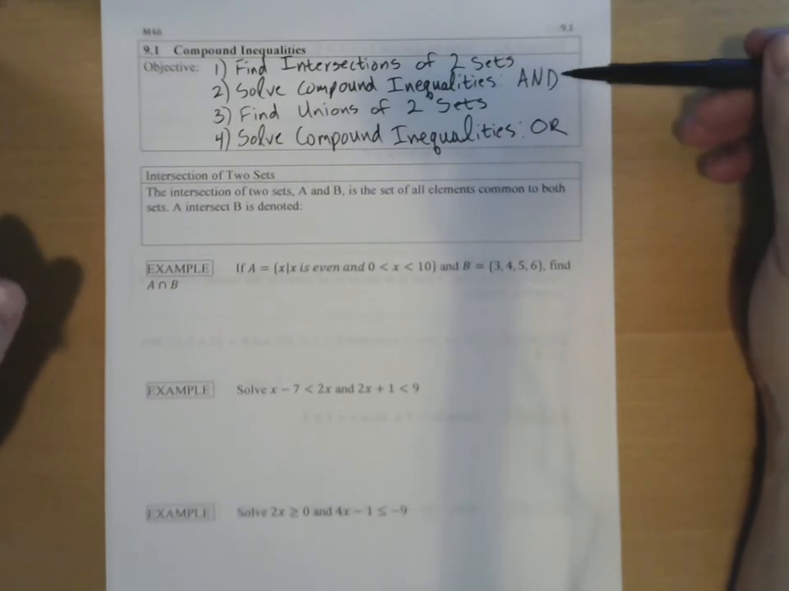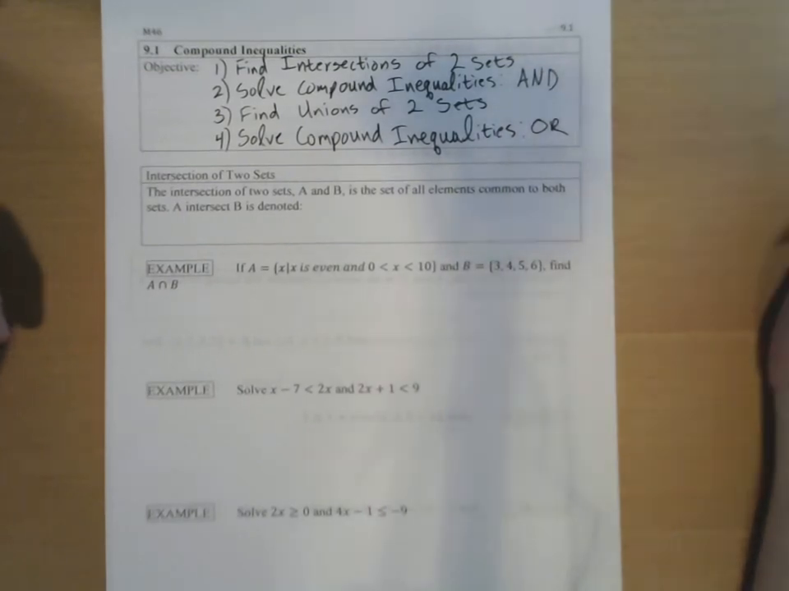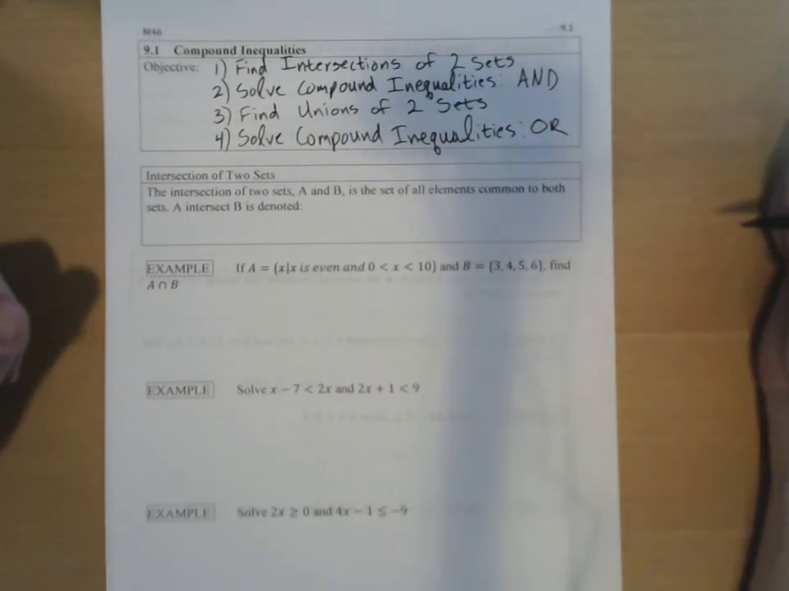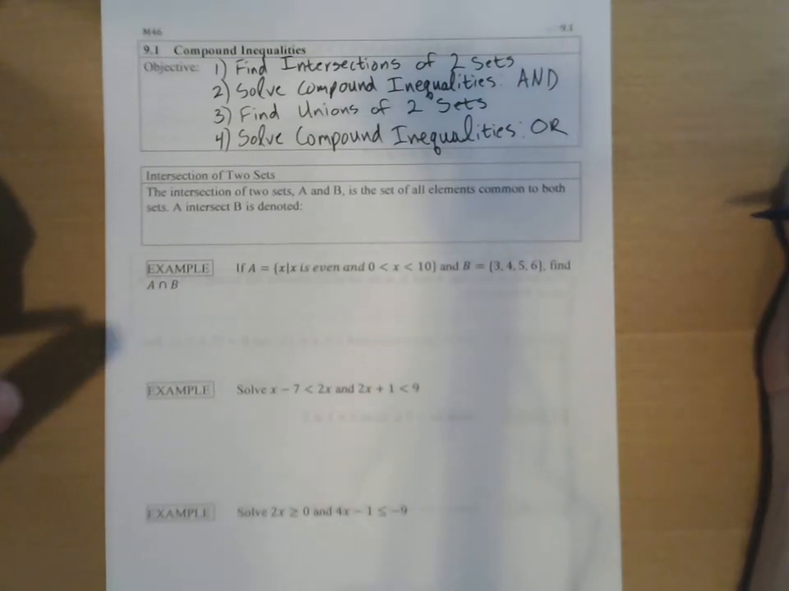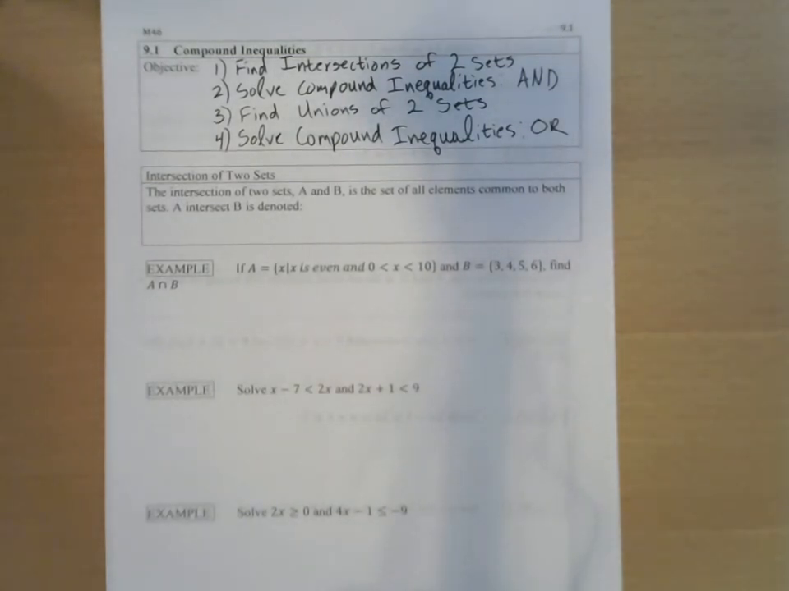Now, if I'm remembering correctly, almost all of our compound inequalities we saw in chapter 2 were of the "and" variety. And the "or" variety just tells us something a little bit special about their solutions. So we'll get there in a little bit. But first, let's define intersection.